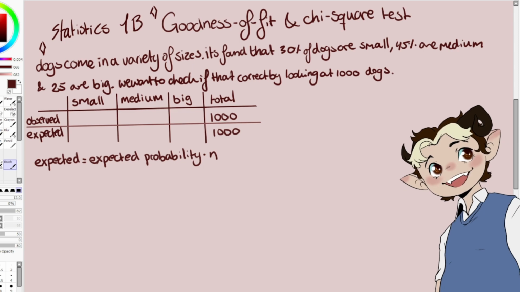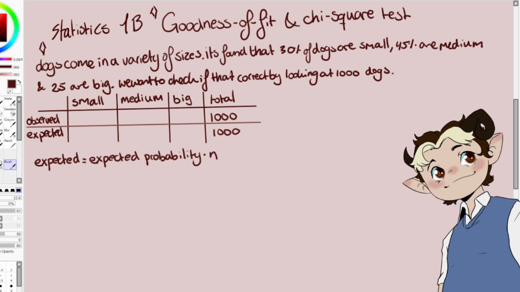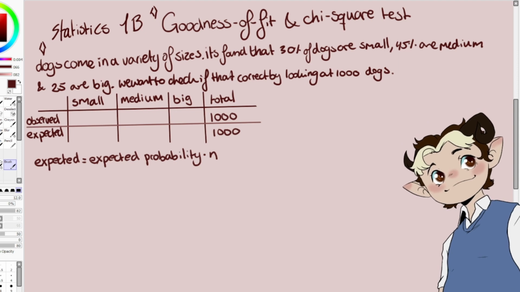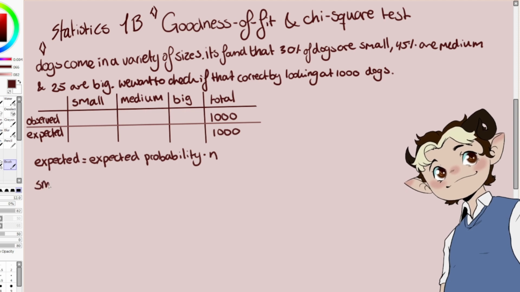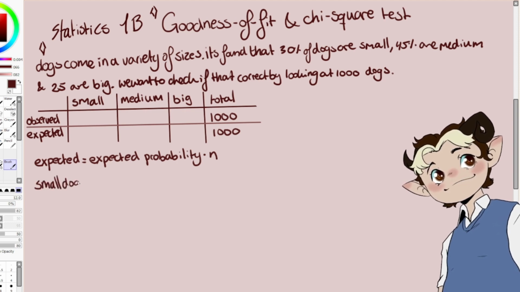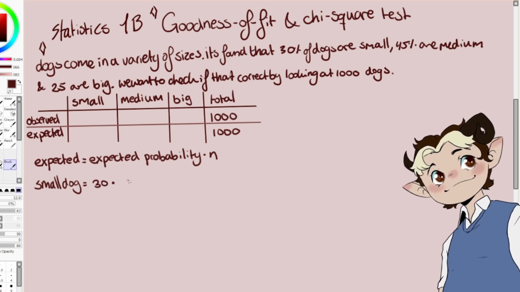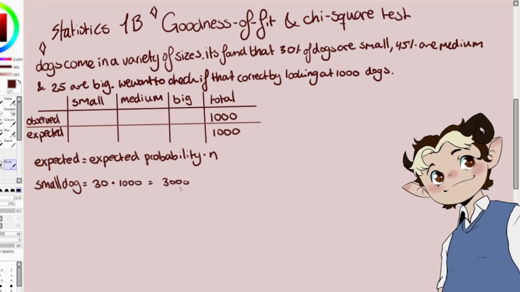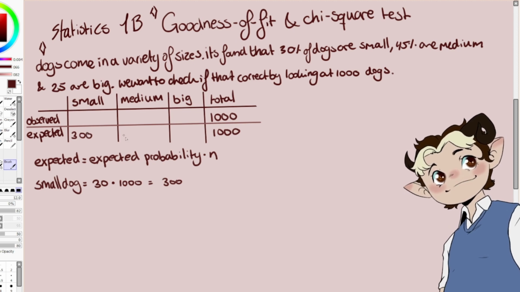Well, we're first going to look at our expected scores. How do we get those? Our expected scores are basically our probability times our n. Our n is 1,000, and we can see our probabilities over here. So the probability for a small dog would be 30% times 1,000, which is 300. So we expect 300 of our good boys to be small.